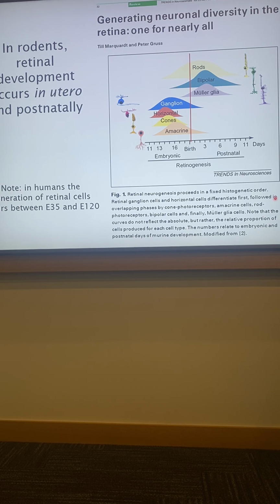Again, same thing, this is the mouse retina. Of course, the mouse retina is rod photoreceptor dominated, so you get a much larger probability peak for generating rods. Same information, slightly different format.